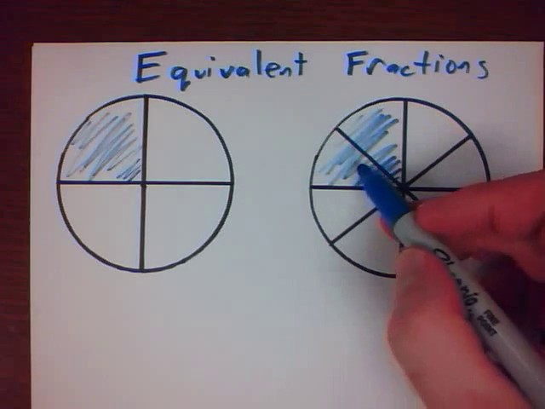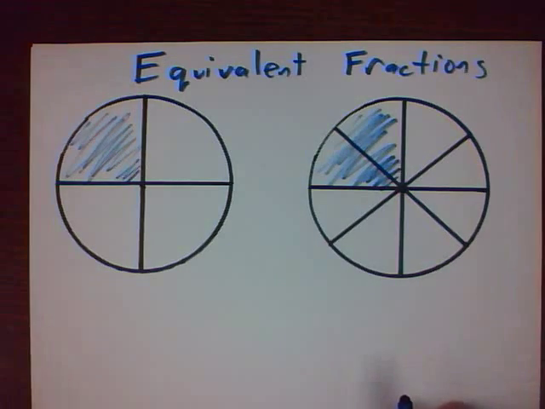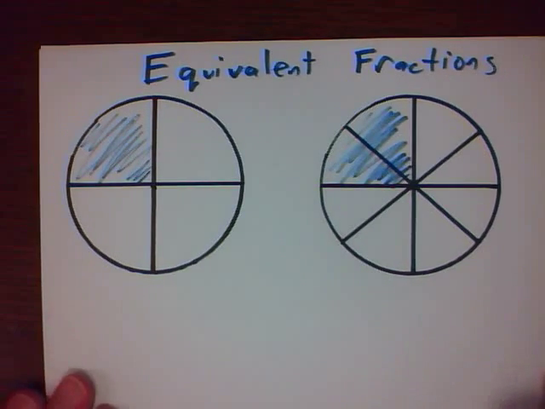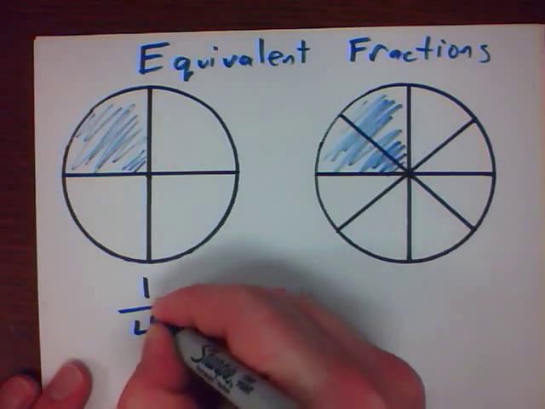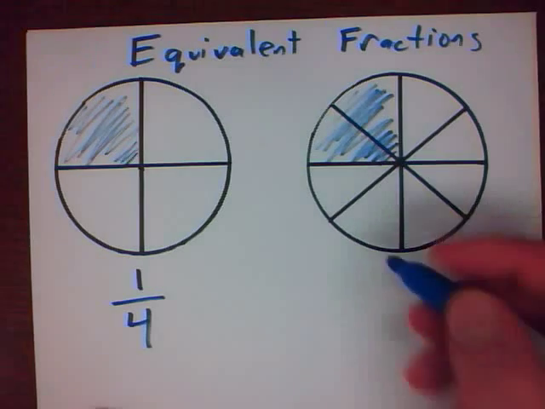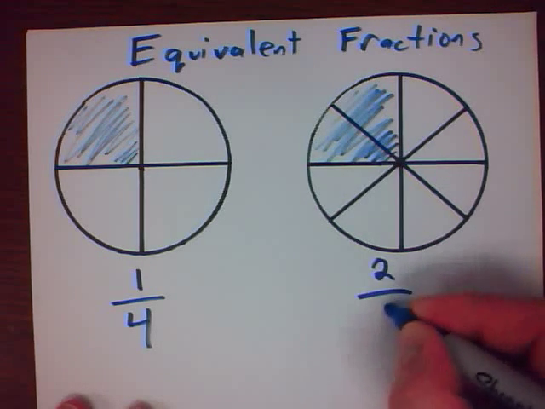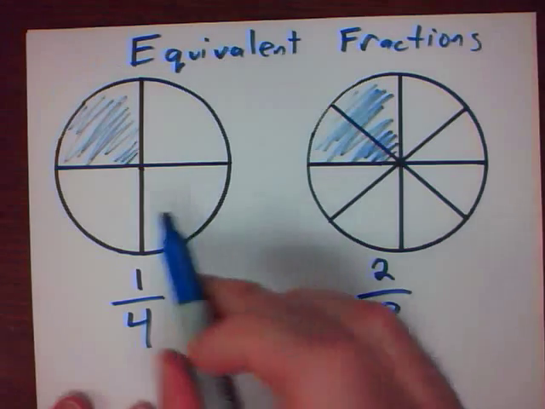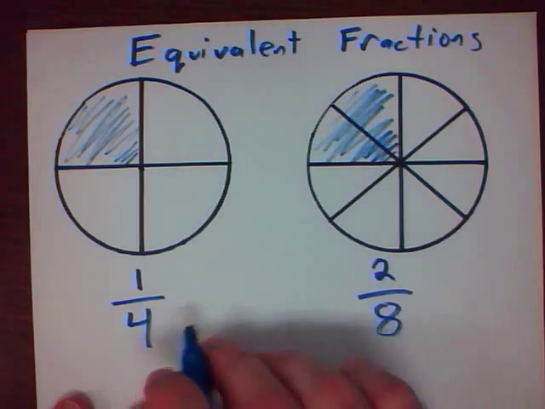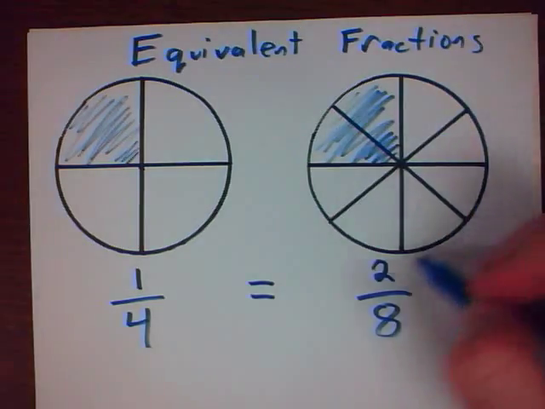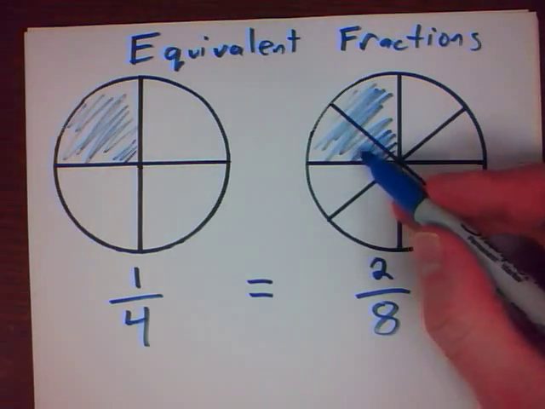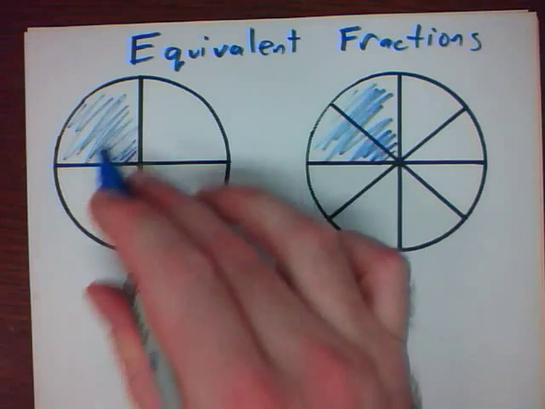And you're going to notice that I'm still going to eat exactly the same amount of pie. This is what we call an equivalent fraction. In this case, I ate 1 out of 4 pieces. In this case, I ate 2 out of 8 pieces. However, these are equal to each other. I still ate the same amount of pie. They're just described differently. The pie got cut into 8 pieces and I ate 2 of them. The pie got cut into 4 pieces and I ate 1 of them.